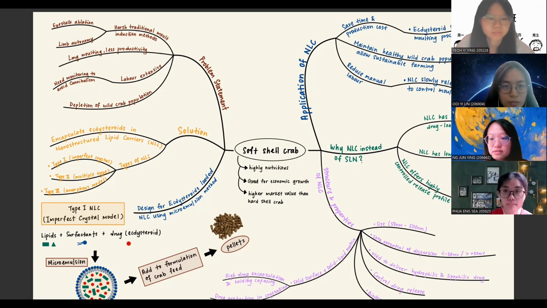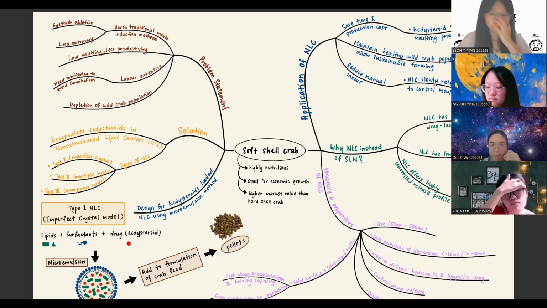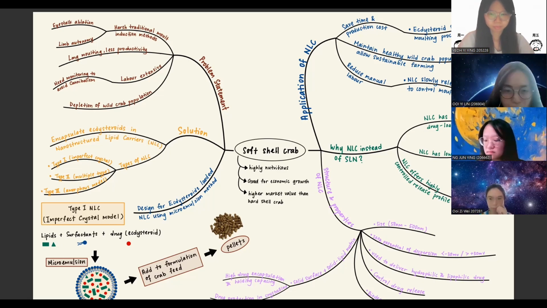Any other questions? I have another question. May I ask why use NLC instead of SLN? The reason we use NLC is because NLC has greater stability and drug loading capacity, and it also has lower toxicity compared to SLN and offers a highly controlled release profile that can reduce side effects and enhance therapeutic efficacy.